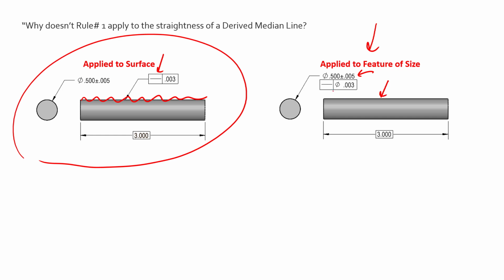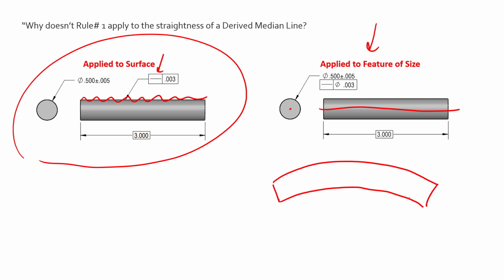So we're no longer controlling the surface elements, we're controlling a derived median line that represents that feature. So if this feature of size has any bow to it, the derived median line is going to be an abstract line that represents that bow. And now we're controlling the straightness of this derived median line rather than the straightness of the linear elements of that surface. So the question is, why doesn't rule number 1 apply to the straightness of the derived median line?